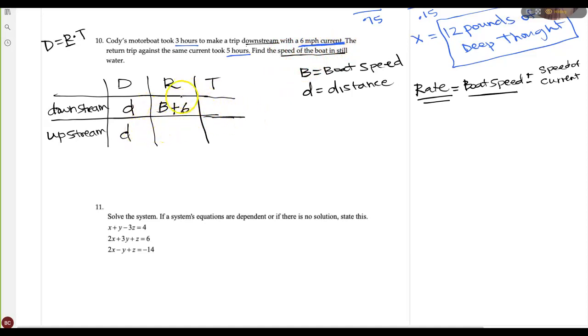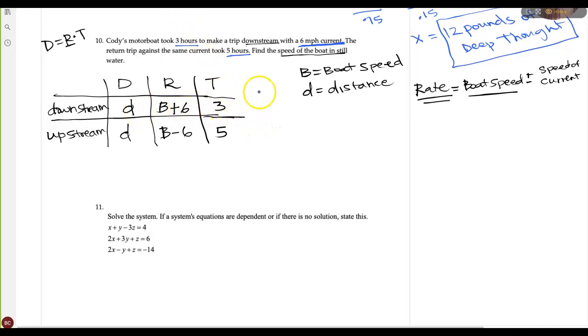And then my rate for my upstream, well, if I'm going upstream, then it's really slowing me down, right? That current is slowing me down. So this is going to be B minus 6. And then the time I'm given on here. For downstream, that's 3 hours, and 5 hours is upstream. Okay. And now I can make these two into some equations, right?